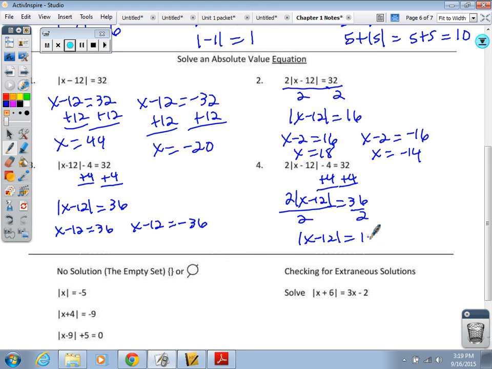Oh my God, 18. I know, I just went stupid for a second. So then you're going to have x minus 12 equals 18, and you also need to solve x minus 12 equals -18. And that's how that works.